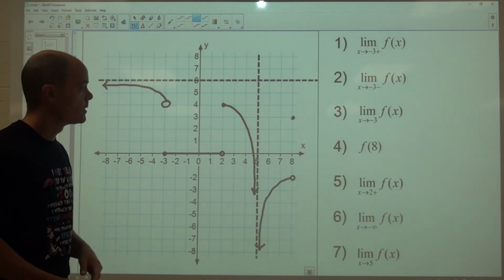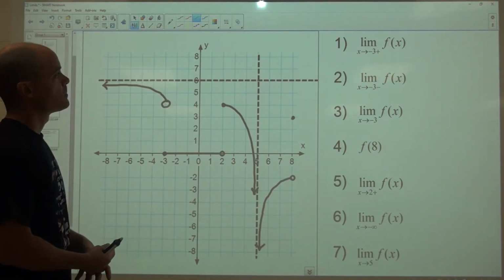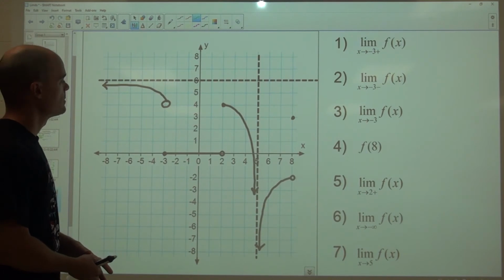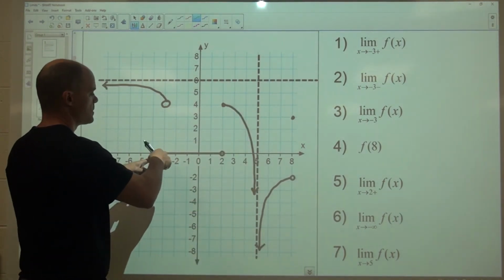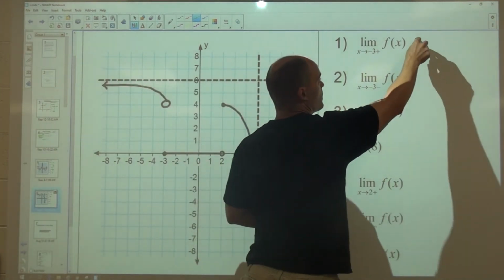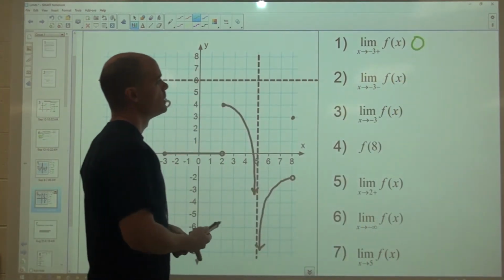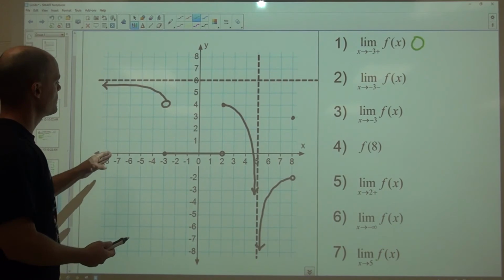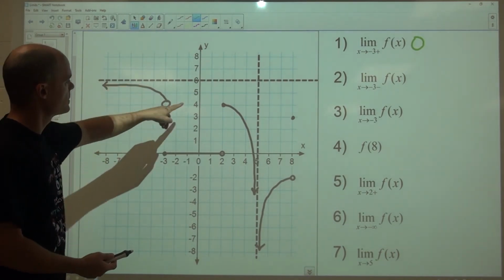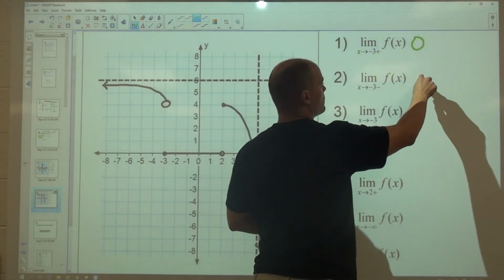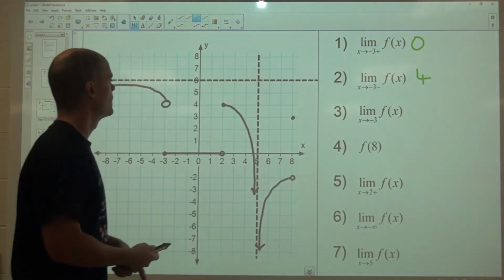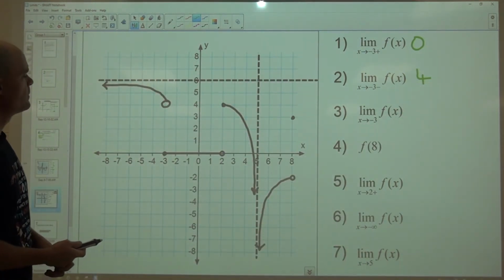Pause. Alright, welcome back. So as we approach -3 from the right, well, here's -3. We want to come from the positive direction, so I'm just going to hit 0. -3 from the left, so now we're coming in here. Looks like we're getting infinitely close to 4. And now -3 from both sides.